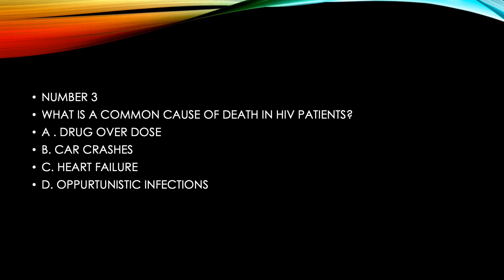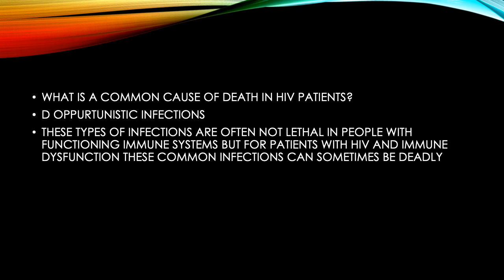Number 3, what is a common cause of death in HIV patients? A, drug overdose. B, car crashes. C, heart failure. D, opportunistic infections. The answer is D. These type of infections are often not lethal in people with functioning immune systems. But for patients with HIV and immune dysfunction, these common infections can sometimes be deadly.